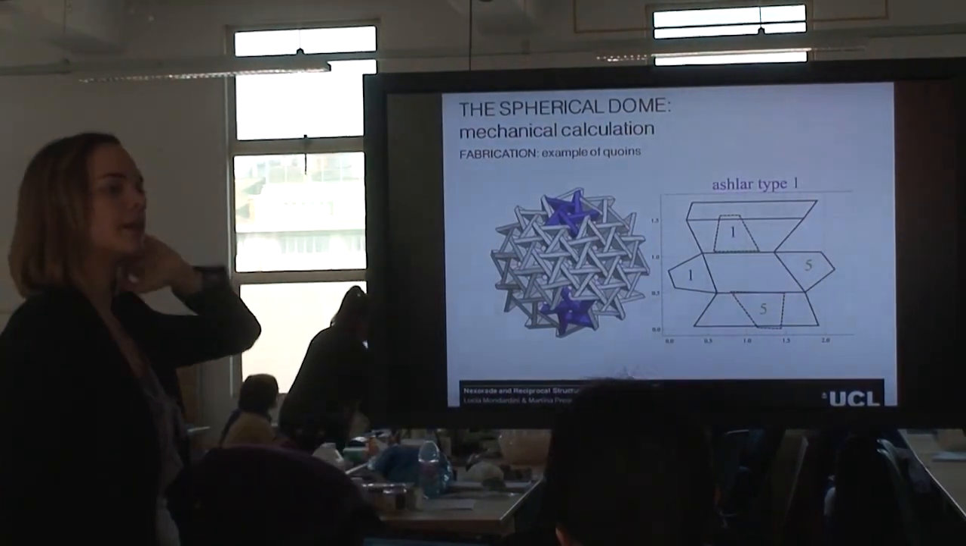What is a family of ashlar? A family is composed by equal ashlar, not perfect.